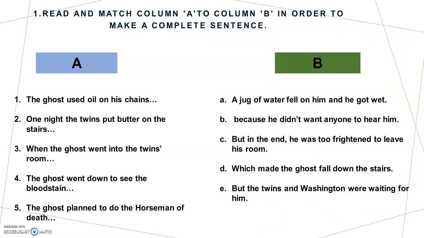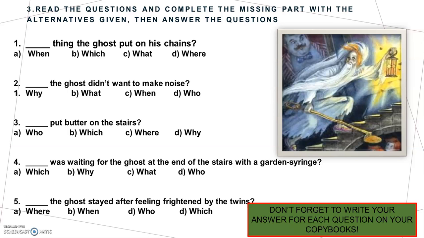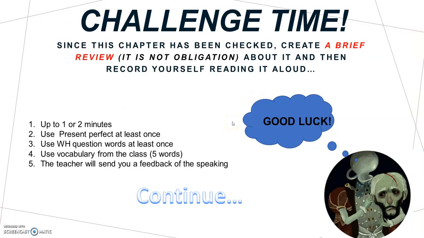Well, there we have the first activity you have to complete. Here we have column A and column B, and you have to do a matching. Remember to copy this activity in your copybook. Another activity has different questions, 5 questions, and you have to complete them with these alternatives, okay? Remember what this WH question means in Spanish. All this activity you have to do in your copybook.